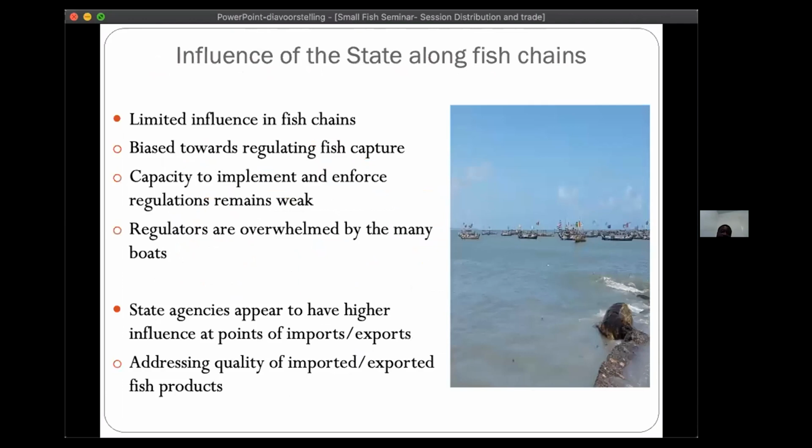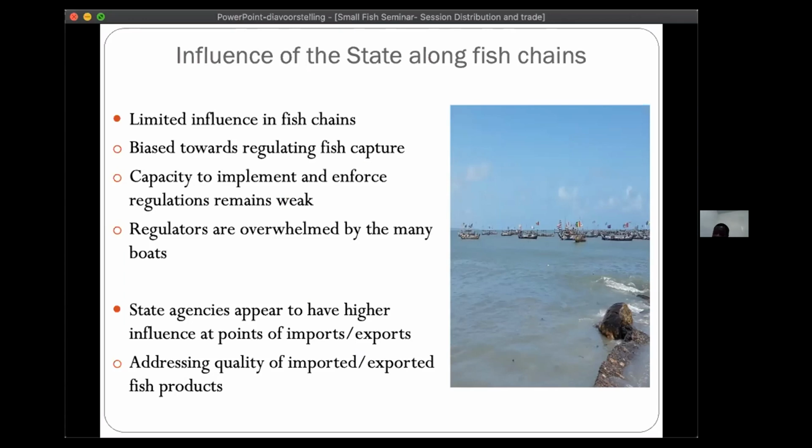So I realized that the state has a limited influence in fish chains, and the state is focused so much on regulating capture fisheries. However, the capacity to implement and enforce regulations remains weak in the fish chain, and as a result, regulators are overwhelmed by the numerous boats that are fishing in Ghanaian waters.